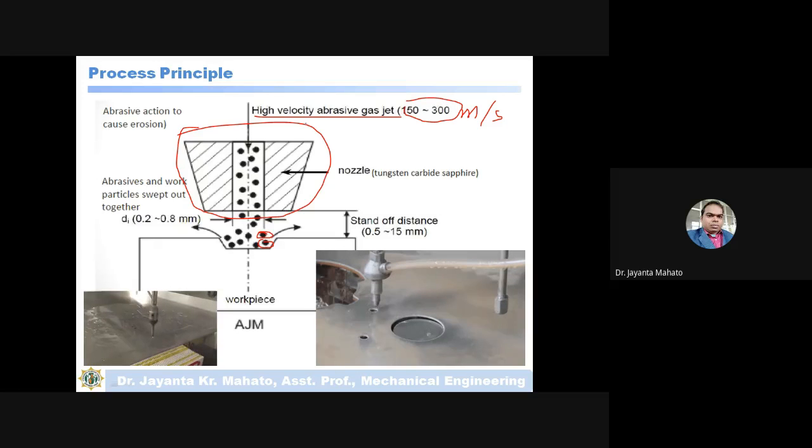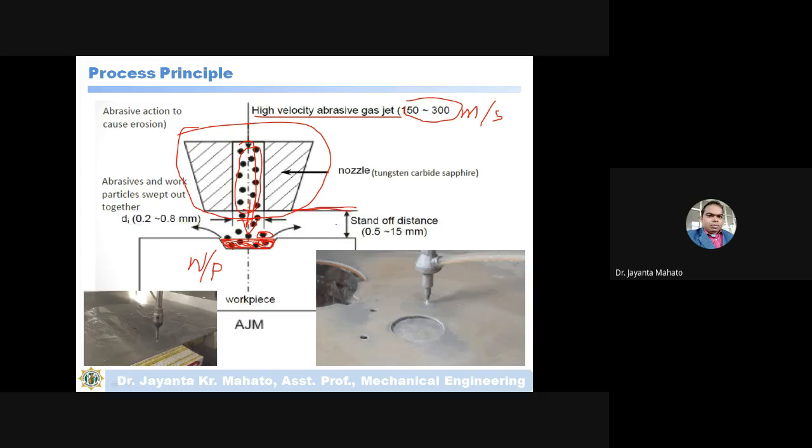So at this velocity, these abrasive particles impinge on this workpiece. So this is actually a workpiece. A mixture of these abrasive particles and the gas or water impinges on this workpiece, it will strike. Okay, and as these abrasive particles impinge on this surface, then material will be removed by what mechanism? Erosion mechanism. Means the material will be cut from this surface.